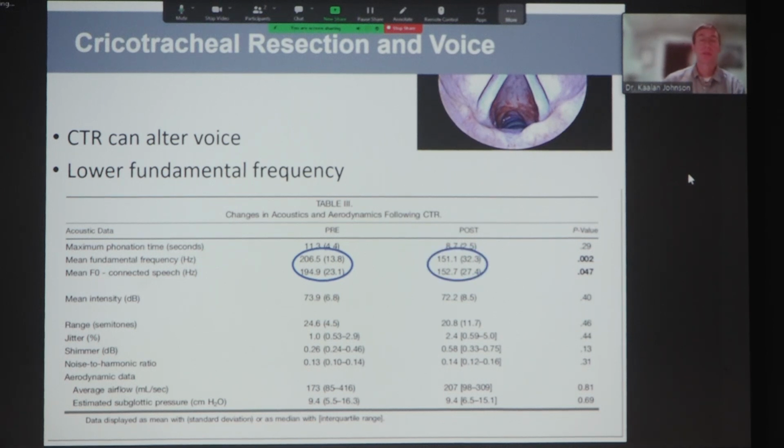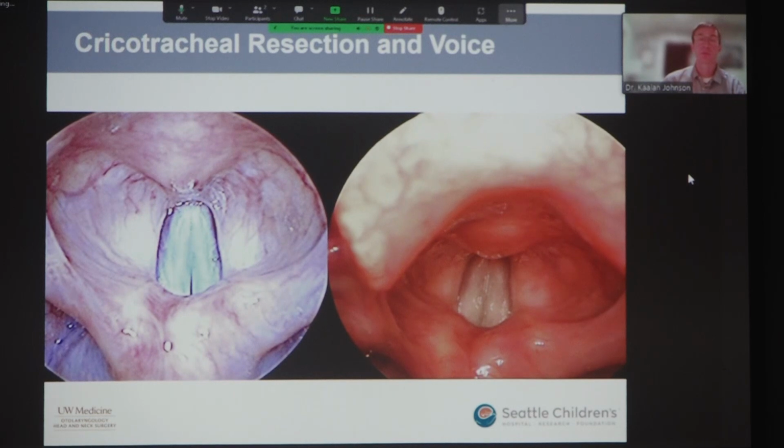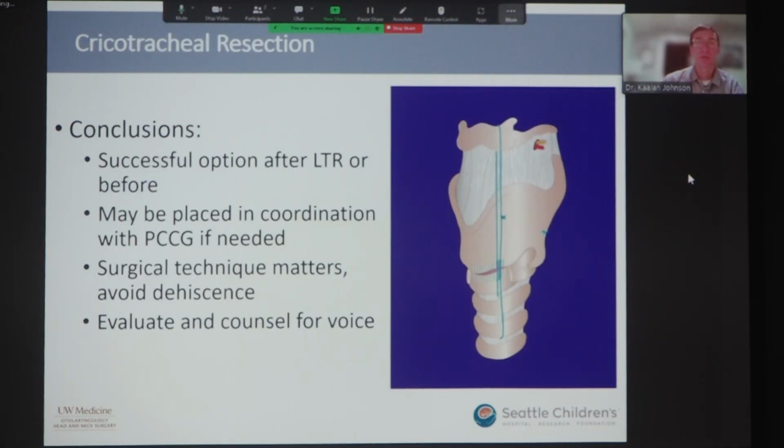know that this does alter your fundamental frequency. Your pre to post operative mean F0 decreases. So especially singers, you want to counsel them that the vocal folds, which were kind of longer preoperatively, end up just a little bit shorter. And when you're phonating with a shorter glottis, you will have a lower fundamental frequency. So that's something to be aware of.